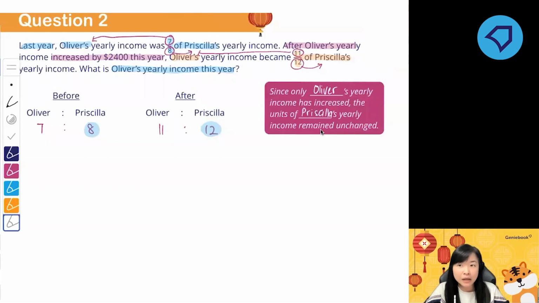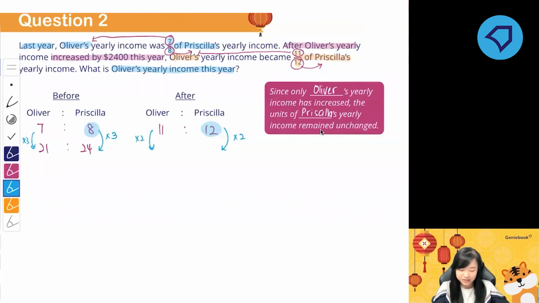So can you tell me now, what is the number of units that I have to make the same for Priscilla? You cannot add, we can only multiply. Common multiple can only multiply. Okay? 24. So let me write down. What do we multiply to give us 24? For 8, we multiply by 3, and that's how we have 21:24. And for the second ratio, to make it 24, we multiply by 2. And that's how we get 22:24. Okay, so that's the first step.